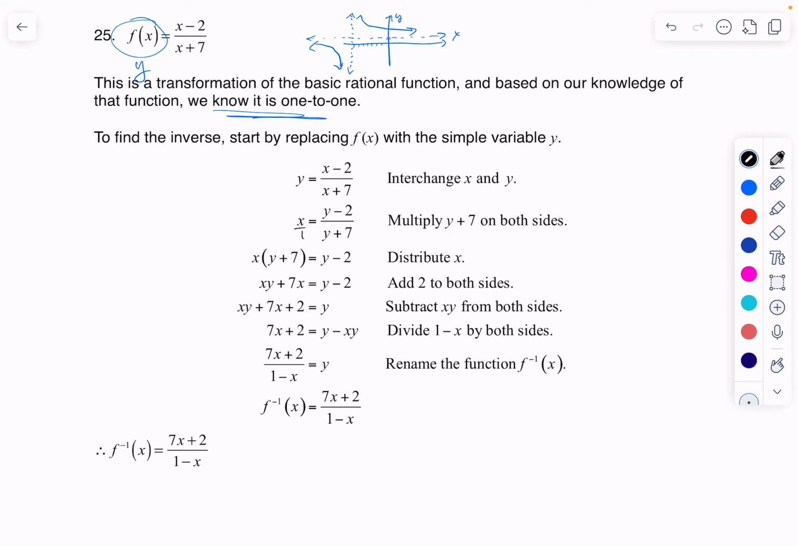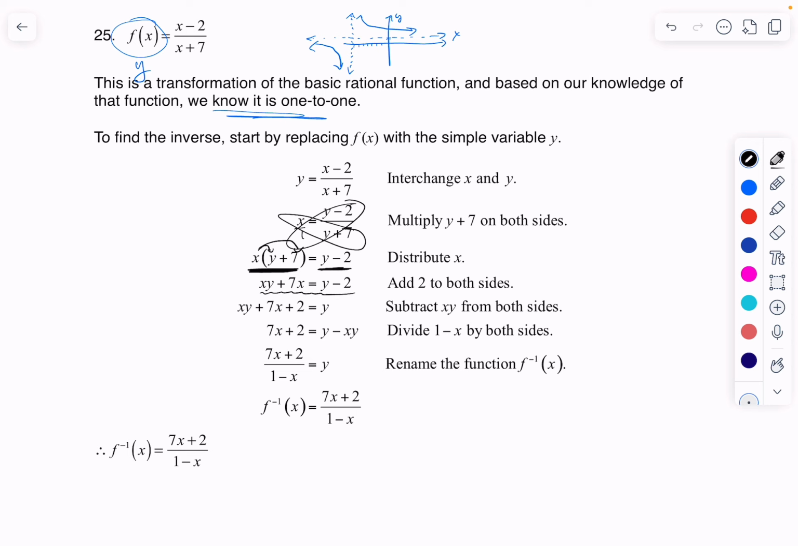So x can be written as x over 1. So I can cross multiply, which is why on one side of this equation you see x times y plus 7, and on the other side you see y minus 2, because 1 times anything is itself. So 1 times y minus 2 is y minus 2. And now I'm going to go ahead and distribute that x, and you see that playing out here.